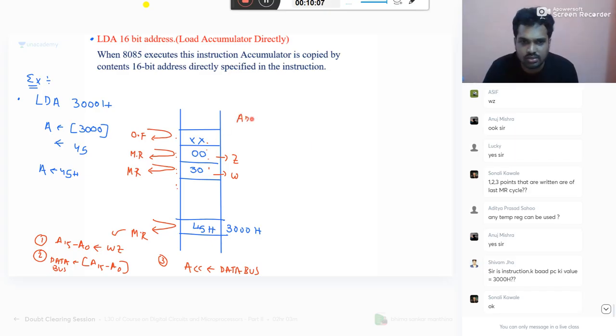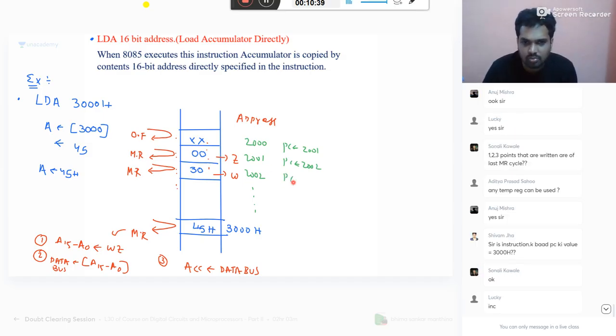Suppose this is your address. Here it is 2000, for example, just randomly you take. This is 2001, this is 2002 and so on. So here your PC will be loaded with 2001. Here PC is loaded with 2002. Every time when the program is being executed, during the T2 state, the program counter will be incremented. It will be moving to the next. Now also PC will be readily waiting with 2003.